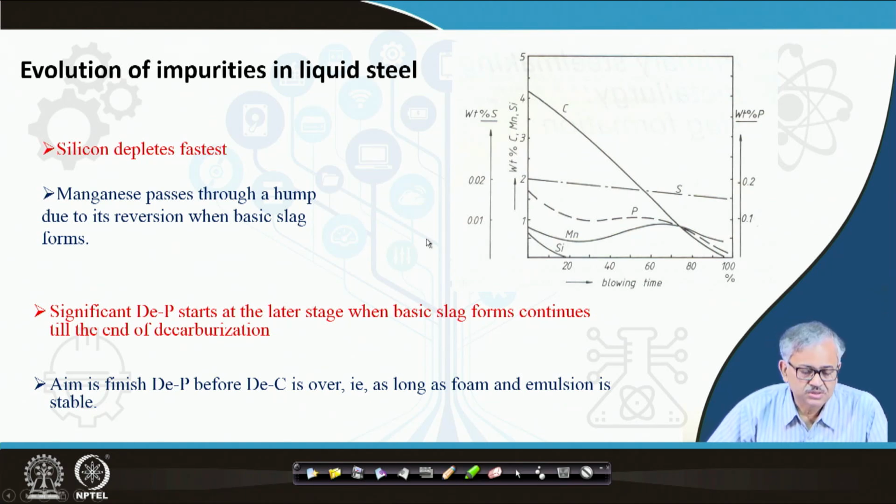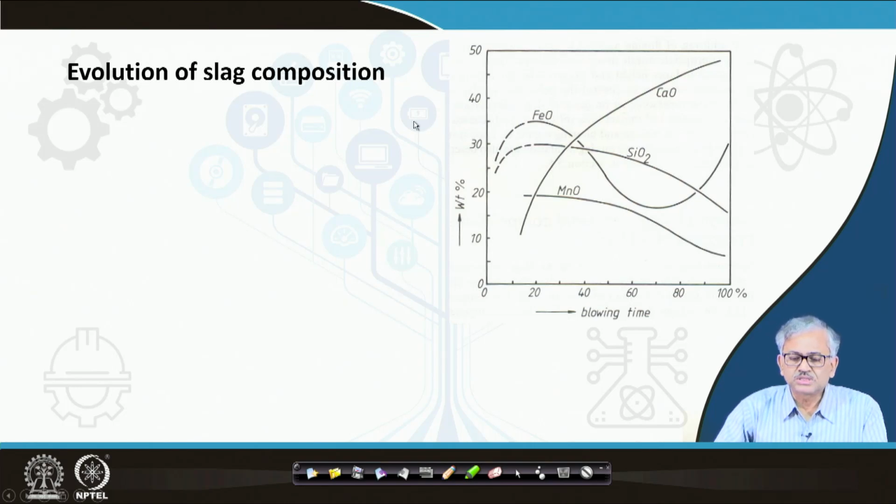Otherwise, if the emulsion collapses before the complete phosphorus removal, the rest of the phosphorus cannot be removed easily. Okay. So, it is difficult. So, the aim is to finish that. You can find here there is decarburization and the phosphorus removed simultaneously till the end, right. Okay. So, this is the impurity evolution. Now, let us see the evolution of the slag constituents.